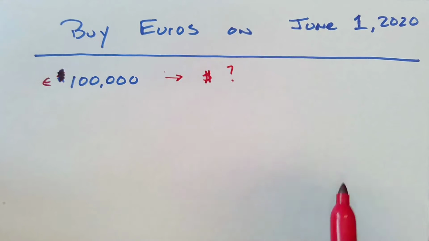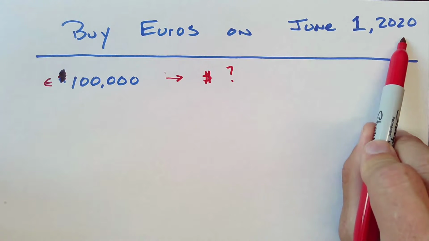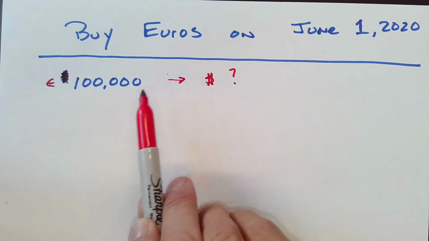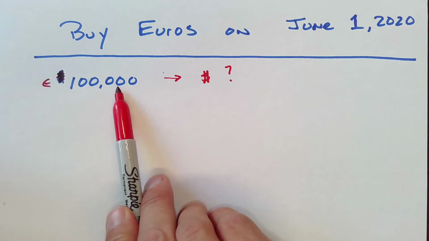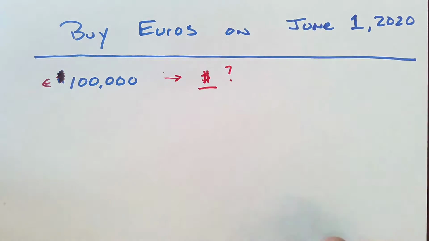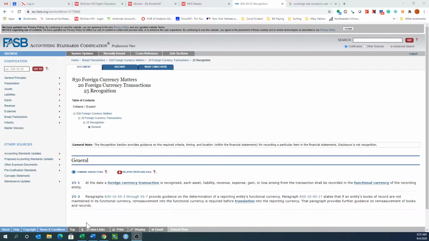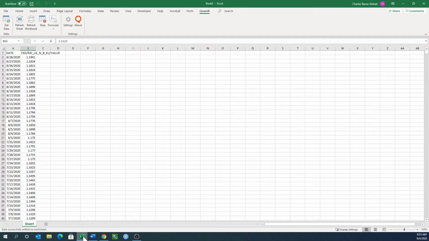So how much is 100,000 euros going to cost us in US dollars? That's the question. We can go to our exchange rates and see what the exchange rate was on June 1st, because every transaction we record has to be in our functional currency. We are talking about a US company, so we've determined that the US dollar is the functional currency. So let's go take a look at some exchange rates.